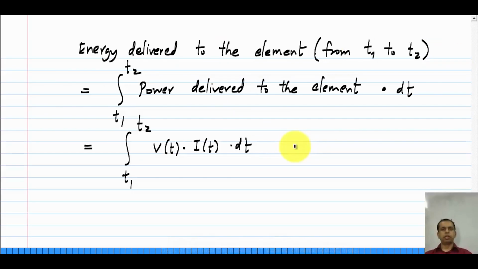This is for a two terminal element, which of course has just one voltage and one current. Now, this energy delivered during a particular time can also be either positive or negative. Of course, we will look at particular elements and see what happens. So far, we have just considered a general two terminal element.